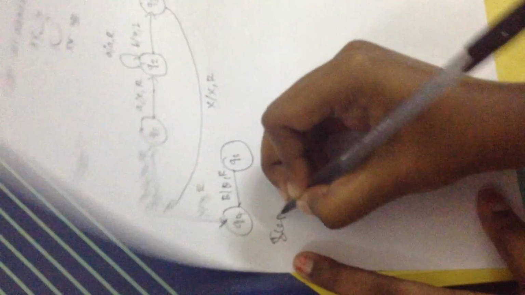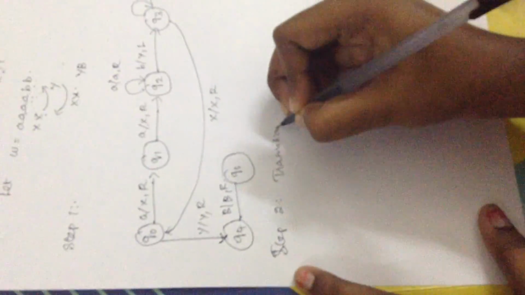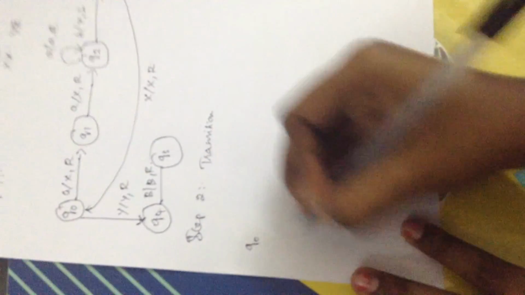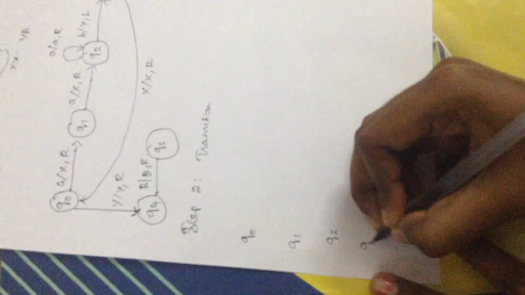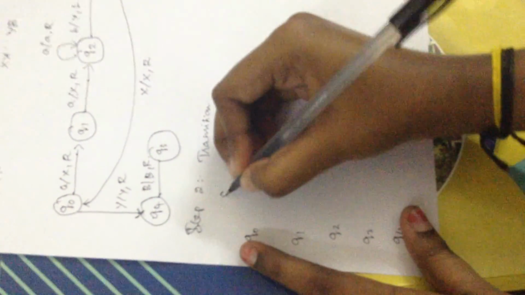Step 2 is the transition table. Here in the row we have to write the states. In the column we have to write the input symbol.